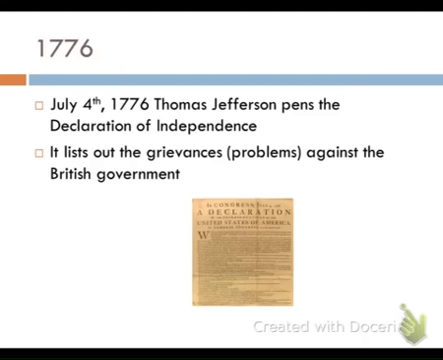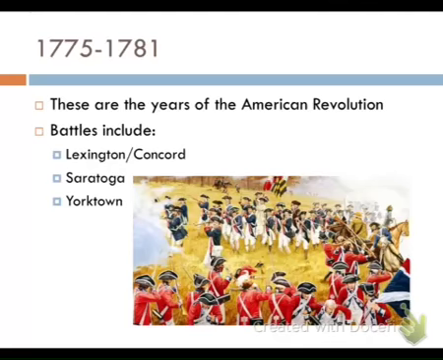It lists out the grievances or problems against the British government. Problems like the right to bear arms, they were being taken away, having to quarter troops inside of your home for the British. The next date that we have is 1775 to 1781. These are the years of the American Revolution. These include the battles of Lexington and Concord, which is the first battle. As the shot heard around the world, the Minutemen had to appear to help out the colonists as we went through this.